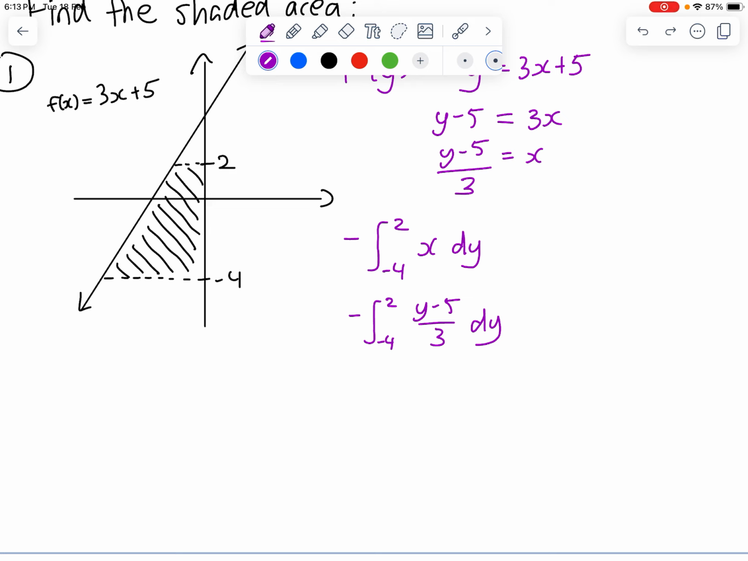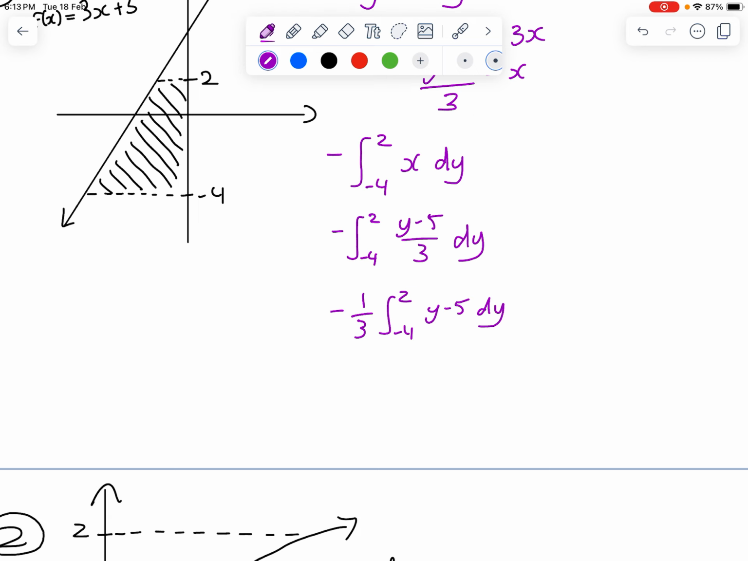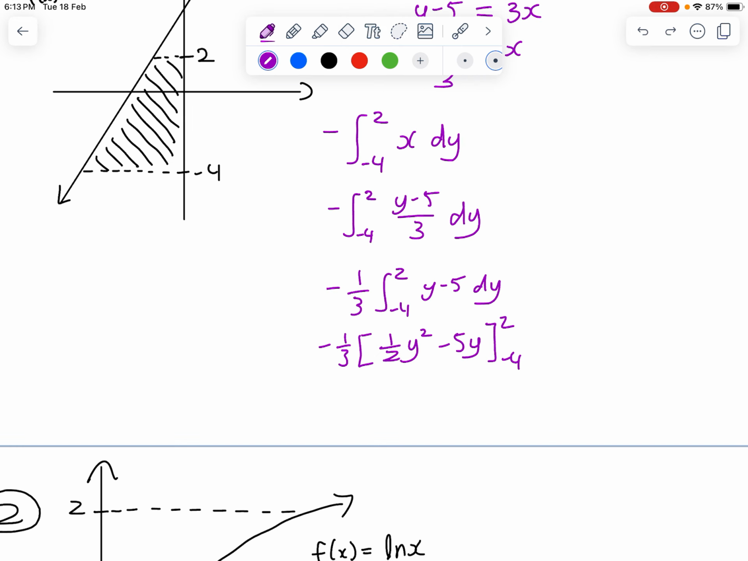To make things easier, I can see that this is a fraction, and I don't want that. So I could put 1 over 3 outside of the integration, and I'm left with only y minus 5. Then I can do the integration on the inside. The integral of y minus 5 is 1 over 2 y squared minus 5y. Now I can plug in 2 and negative 4 as y and find the final value.